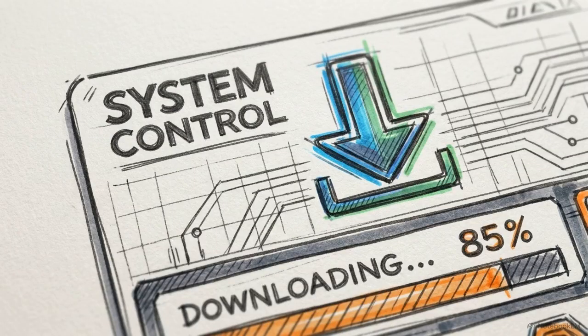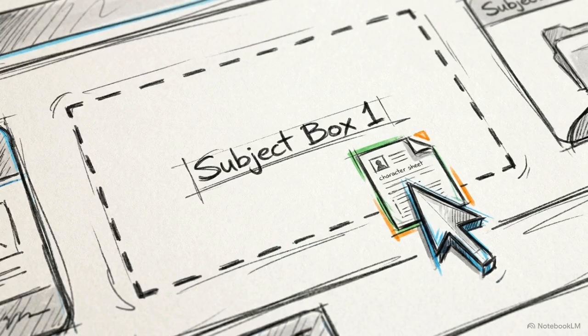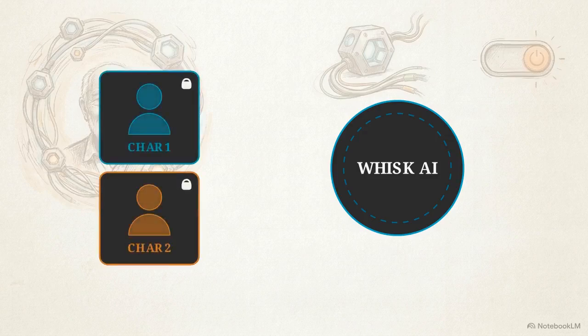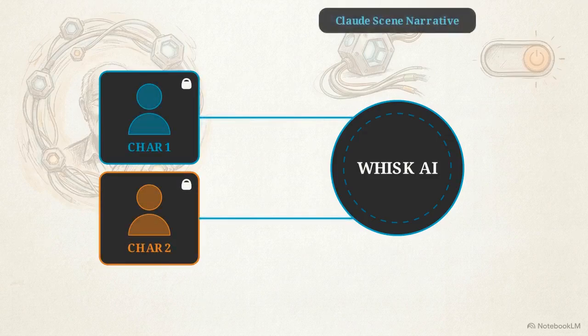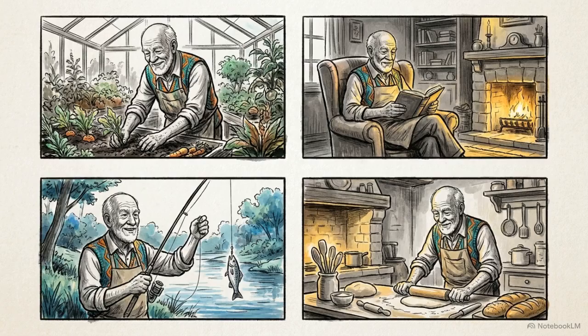Next, we move those anchors into Google Whisk AI. Whisk features a subject tool designed to lock down character continuity. To use it, upload the character sheets we just generated into designated subject boxes. If you have 2 characters in a scene, you open 2 subject boxes and lock both images in place. With the subjects locked, inject Claude's scene-by-scene narrative prompts directly into Whisk. The resulting grid of frames will mathematically retain the exact facial features, clothing, and proportions from your locked reference nodes.